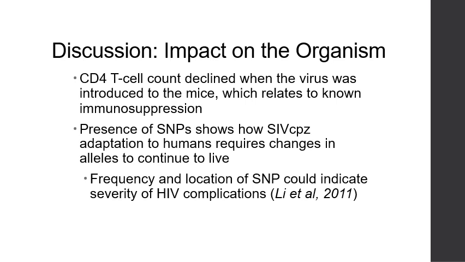And other research has shown that the frequency and location of these mutations can actually indicate the severity of HIV complications, again, specifically in terms of neurological disease with the CD4 T cells, macrophages, and dendritic cells. So essentially what SIV-CPZ does is it inhibits the immune system of the host, which allows it to mutate and just thrive in the body's system.